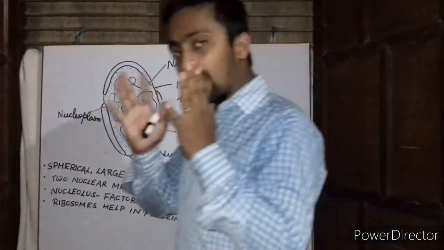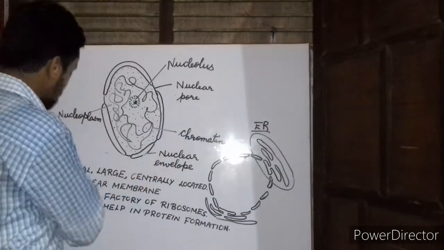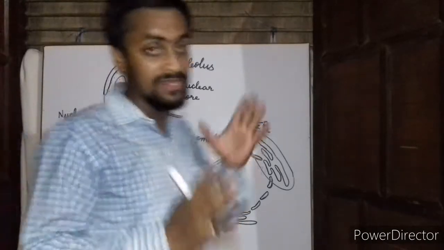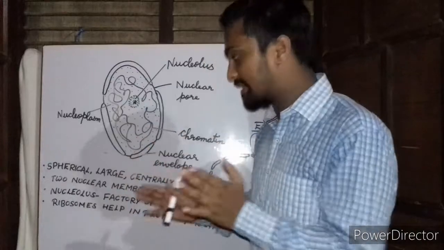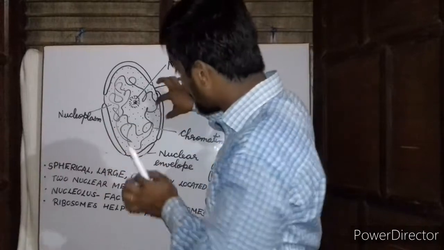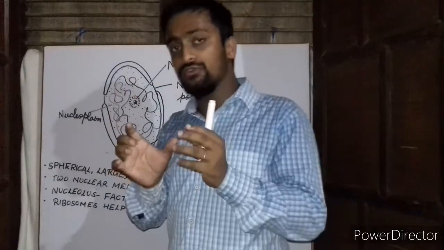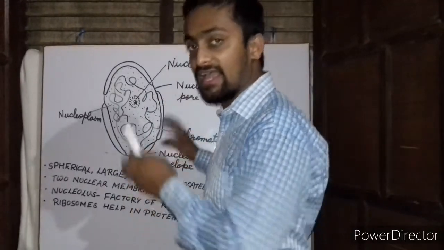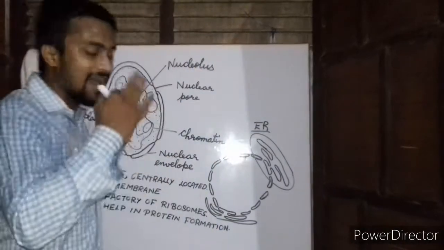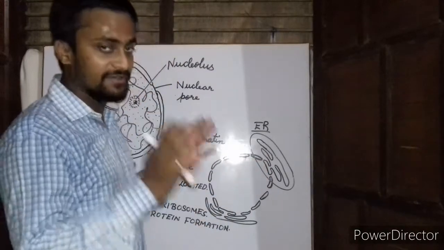Now we will be dealing with another important structure of the cell, that is the nucleus. This nucleus is spherical in shape, large and centrally located, which means it is located in the center of the cell. The nucleus consists of two membranes, and these two membranes are called the nuclear envelope. These two membranes have spaces between them, and sometimes the nuclear envelope is in continuation with another membrane, which is called the ER or endoplasmic reticulum.